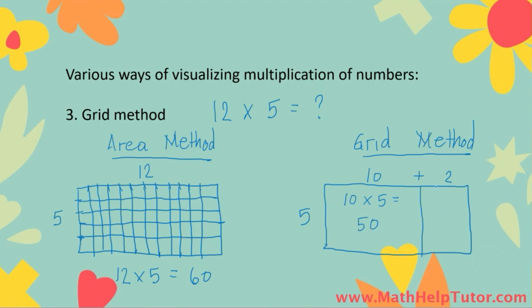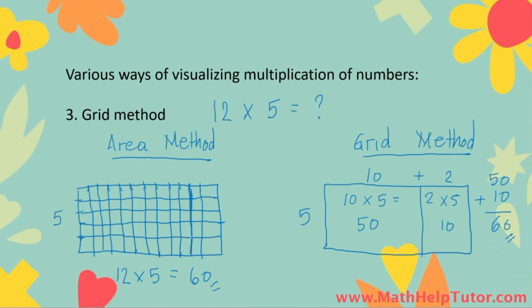Next, we multiply the sides of this other rectangle, which is 2 times 5, which we know is 10. And what we do next is we just add the area, or the number of squares, for each region. So that's 50 plus 10, which gives us 60, and that is the same as what we got with the area method.